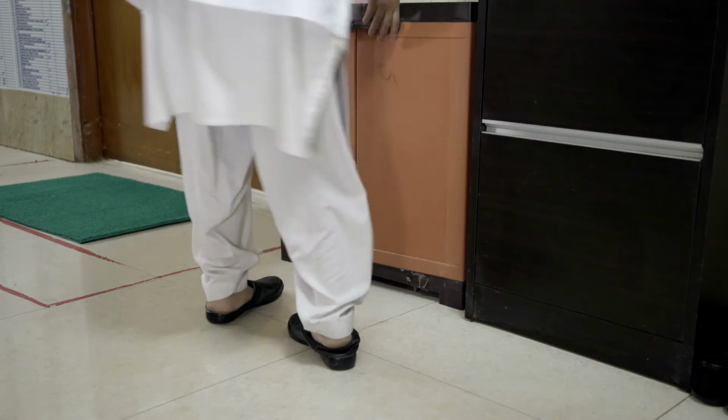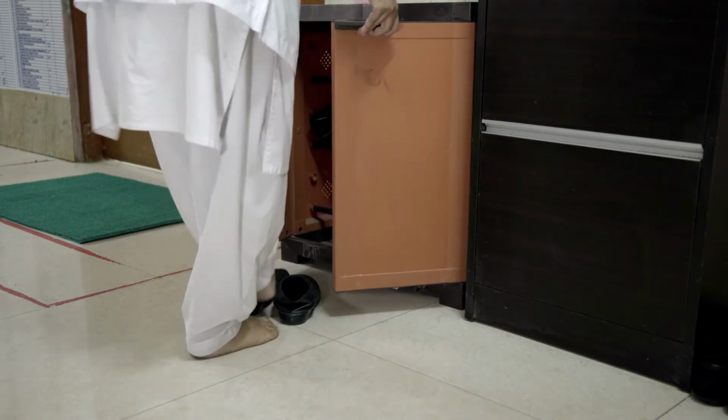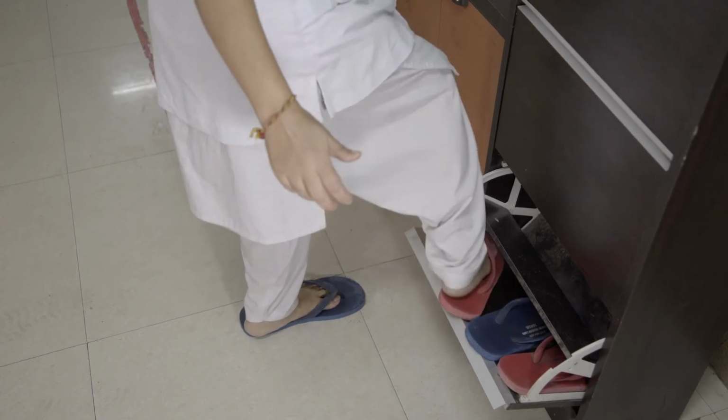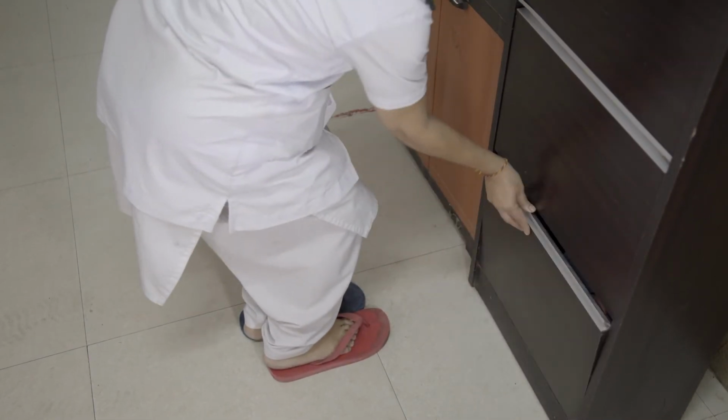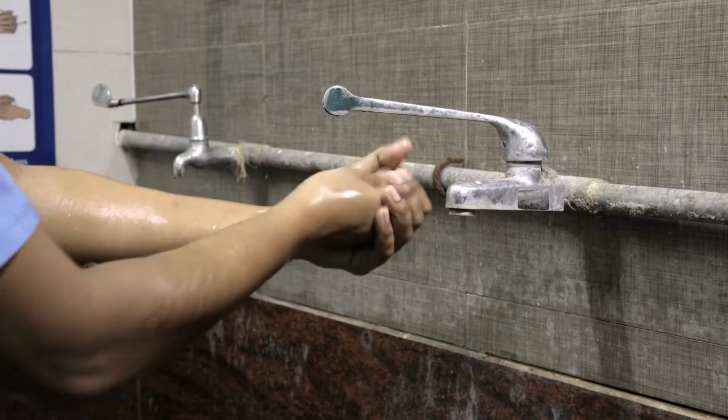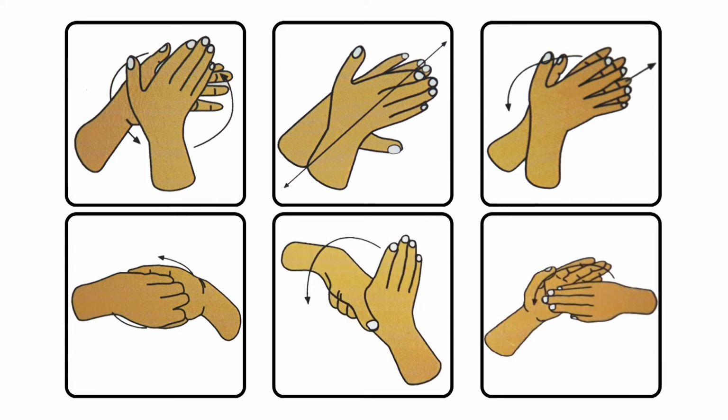Before entering the critical area, the staff should leave their shoes outside and wear clean slippers. After wearing the slippers, the staff should wash their hands following the 6 steps of hand washing. Then they should wear the rest of the PPE.